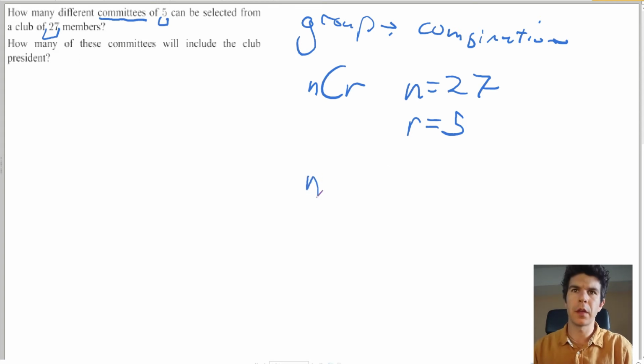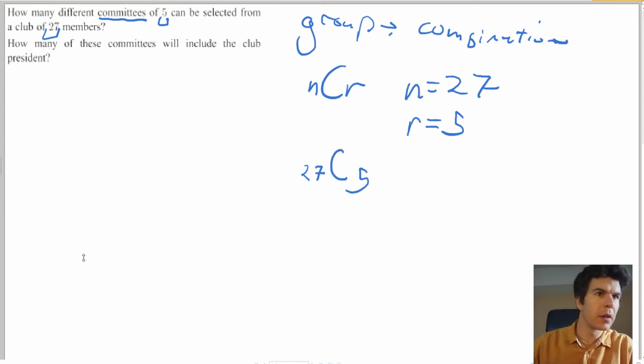So 27 C 5. We bring up our calculator and make sure we know how to do this. Math, probability, nCr. 27 goes here, 5 goes here. We get 80,730.